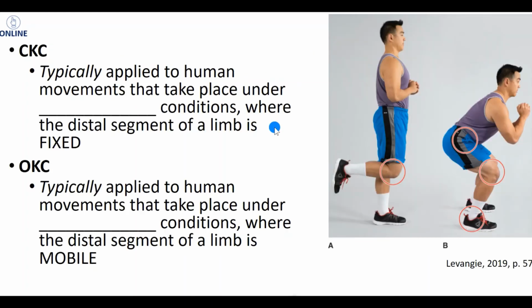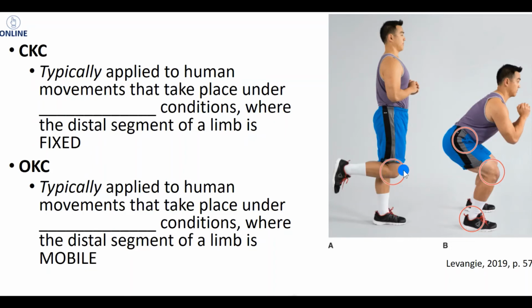And then finally, there's open and closed kinematic chains. So even though this does deal with kinematics, what we're looking at is whether the distal end of the extremity is fixed or whether it is moving. So here's your basic summary, and this is even on the front of the textbook.